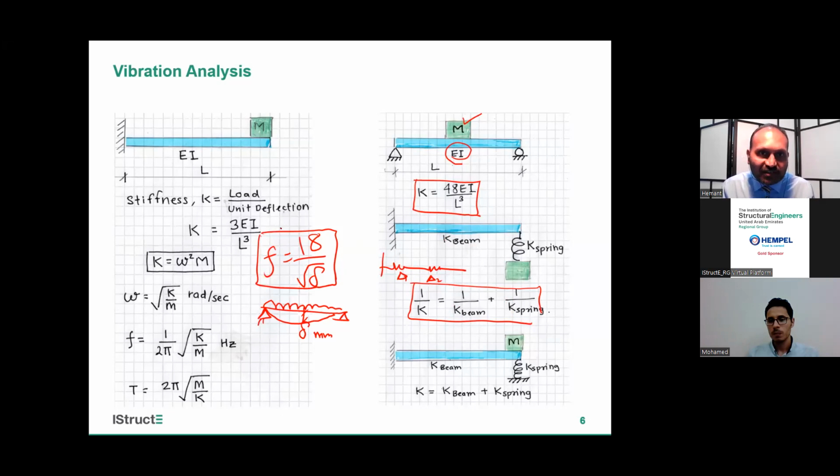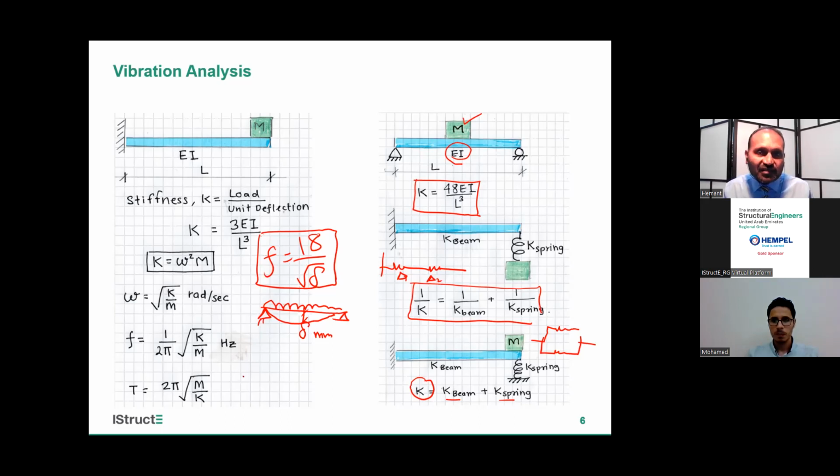One more twist which can happen, I can have spring at the end and mass kept on top. So now here we call them springs in parallel. So we get equivalent spring stiffness by adding together the two stiffnesses. So they always ask one question on calculating frequency or time period.